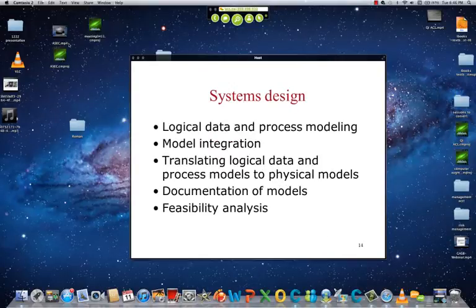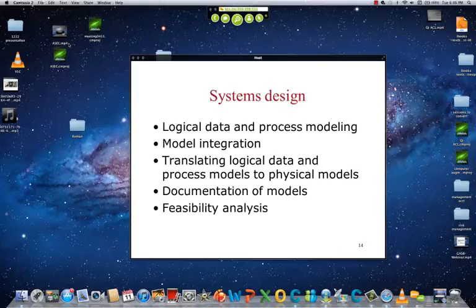So what do you do? Well, first you have to do this so-called logical modeling, okay? And this is what you will be doing in your project. Actually, this is where your project kicks off, okay? So you will do logical data and process modeling, and you will do some other things from other stages, okay?